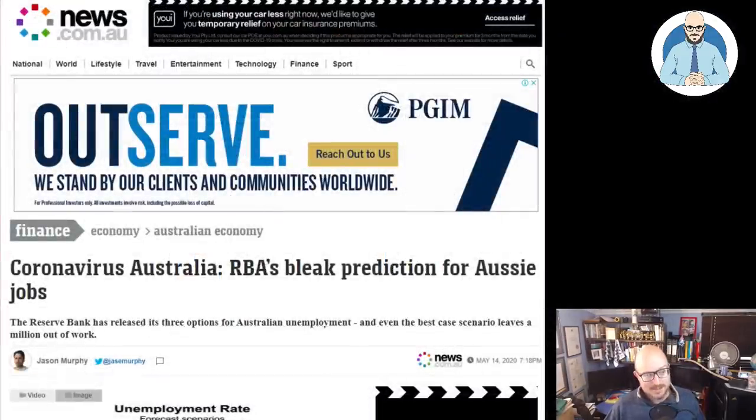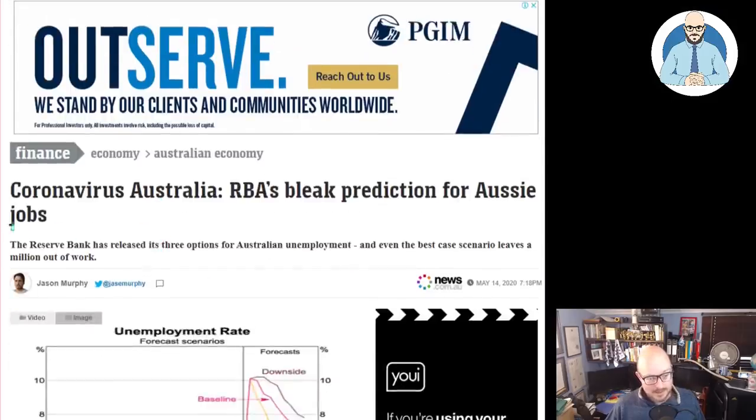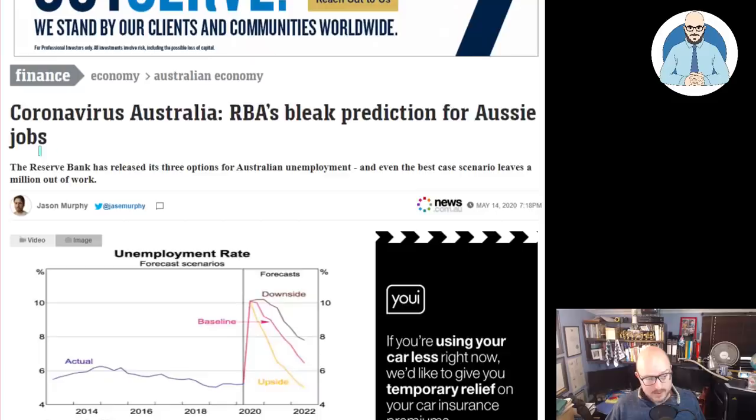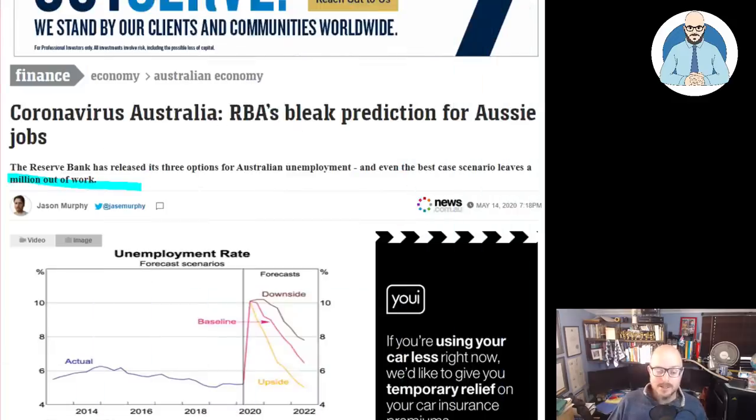So with that in hand, let's get back and have a look at this article written by Jason. The Reserve Bank has released its three options for Australian unemployment, and even the best case scenario leaves 1 million out of work. So considering their stellar record with predicting wage growth, are they going to be better at predicting unemployment?